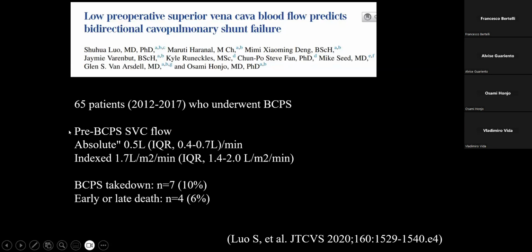This consists of 65 patients who were going down the BCPS pathway, and the pre-BCPS SVC flow median absolute flow is about 0.5 liter per minute, and the index flow is about 1.7 to 1.8 liter per minute per square meter. That can be as high as more than 2 liters. BCPS takedown occurs in 10%, and early or late death happens in 6% of this cohort.